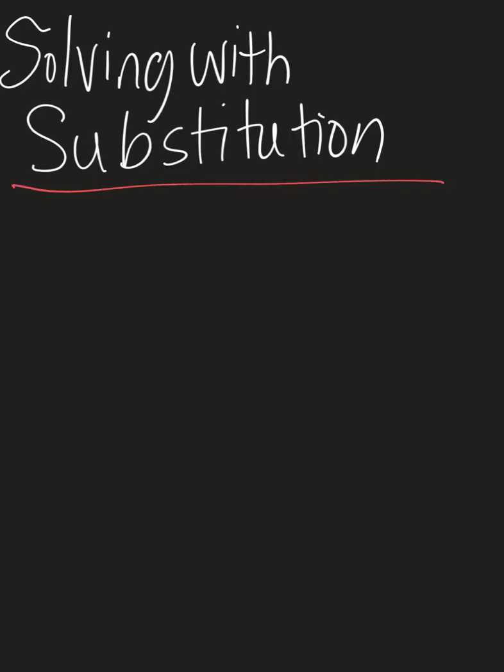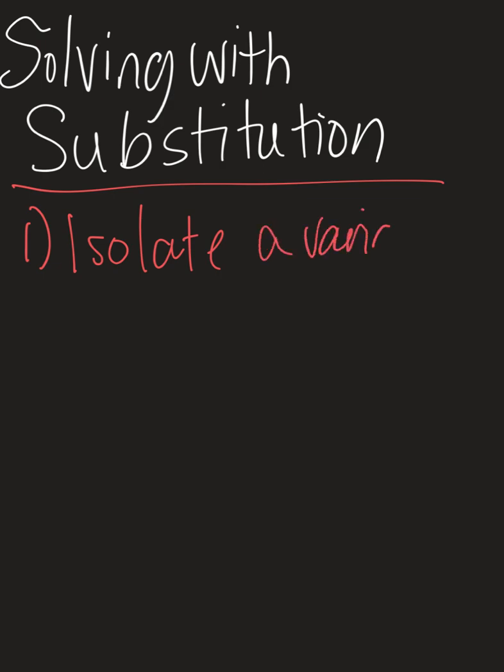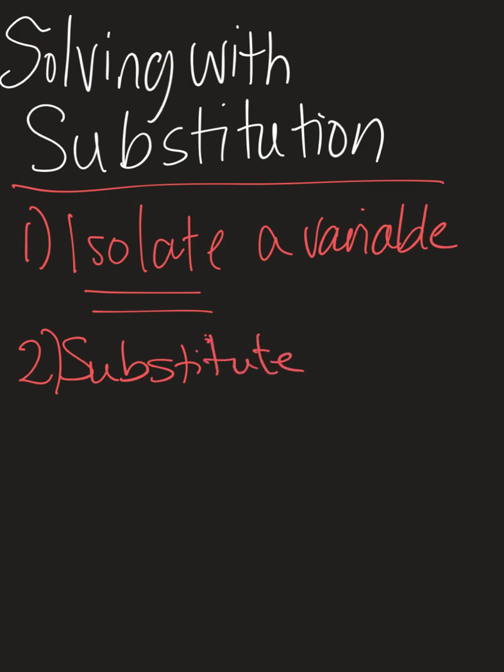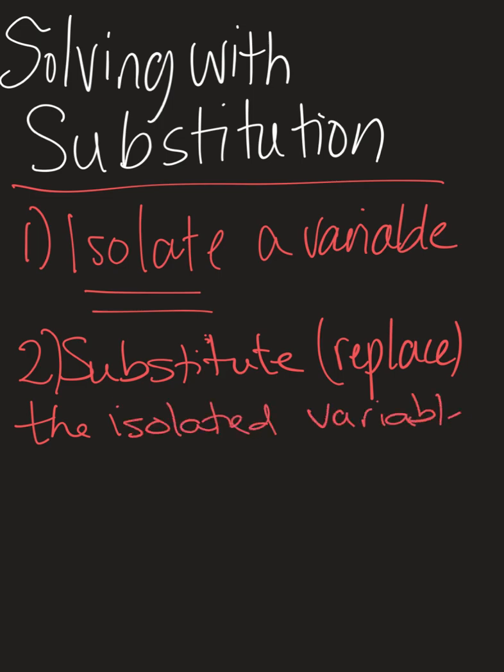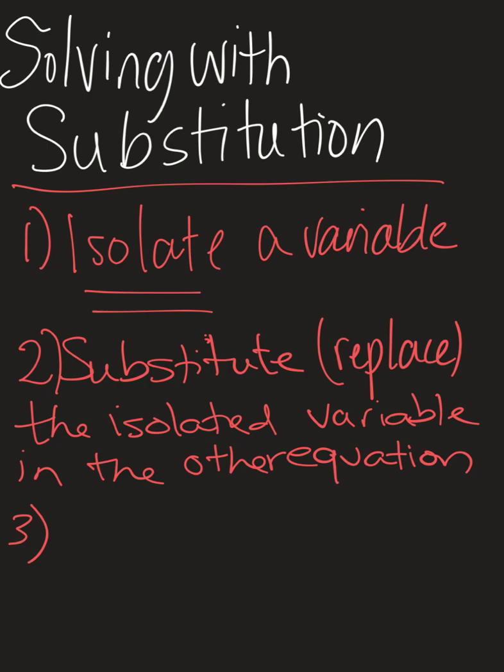All right, let's make this happen with substitution. So the very first step you're going to do is you're going to isolate a variable. It does not matter which one. Could be x, could be y. You may already have a variable isolated, but the first thing we need to do is we need a variable by itself. Secondly, once you have a variable alone, you are going to substitute. I know, shock, right? So what that means is we're going to replace the isolated variable in the other equation. Okay, so you should have two equations, so we're going to substitute or replace the isolated variable in the other equation. Finally, we are going to solve, and then we'll repeat this, okay?